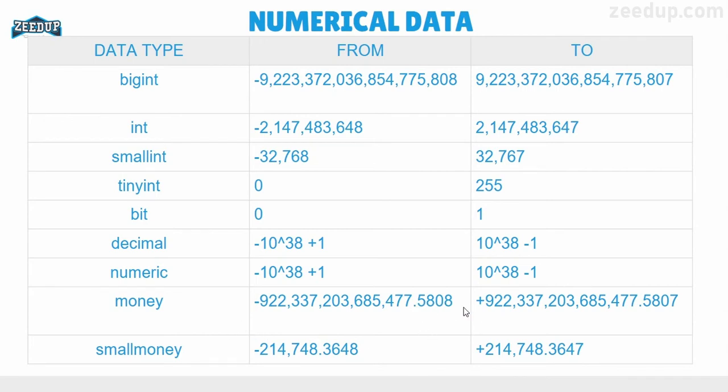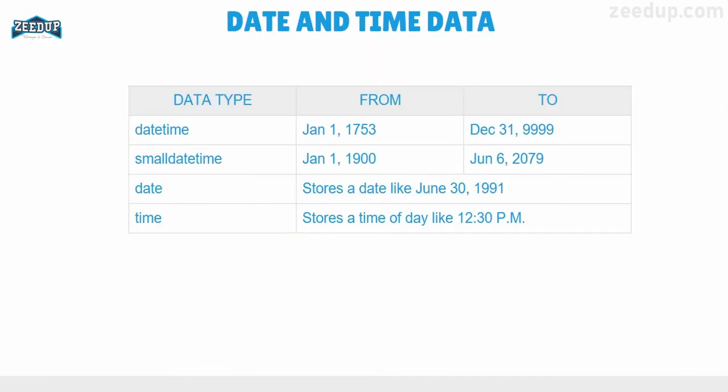Apart from that, it also accepts decimal values, as you can see in the range. Then there is small money, which is also used to store money, but in a smaller fashion. Then we have date and time data, because date and time is a very common thing to be stored in a database. That is why we have simple date and time. So for this, we have 4 data types.